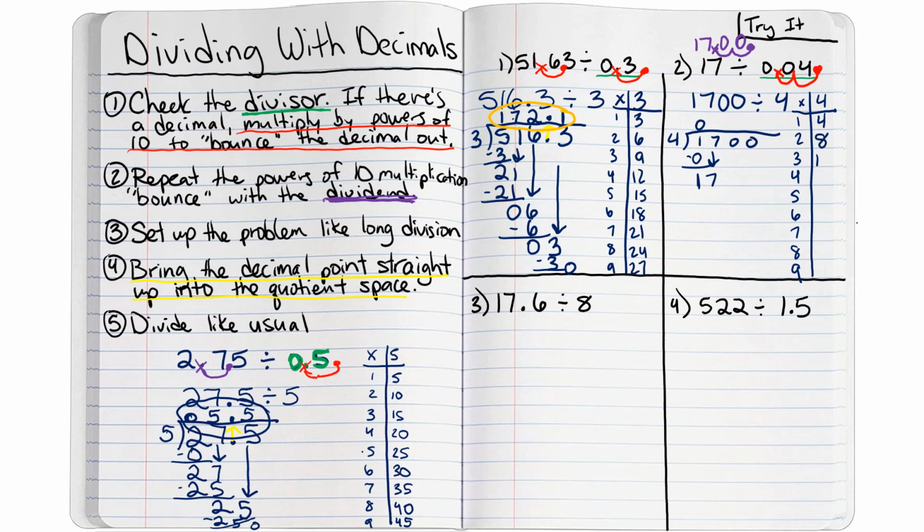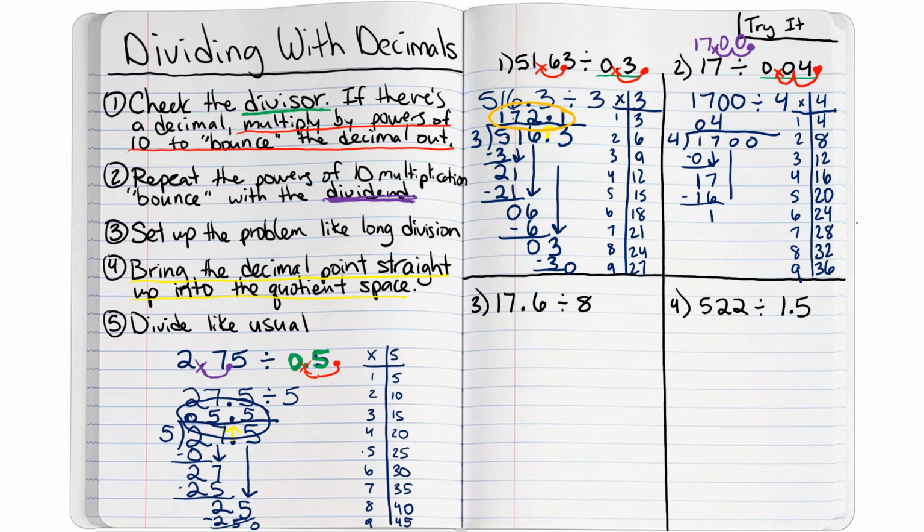4, 8, 12, 16, 20, 24, 28, 32, 36. There we go. Now I can look for my table of multiples. If I've got 17, I can make 4 groups. Let me write that a little better. 4 times 4 is 16. Do my subtracting, and I've got 1 left over.